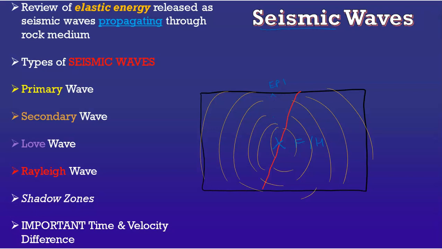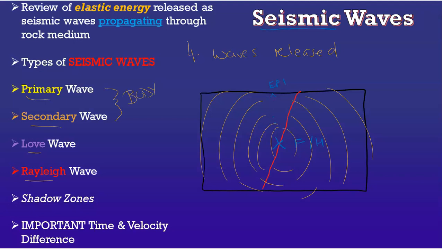Now, when every earthquake happens, big earthquake or small earthquake, you get 4 waves released every time. And the 4 waves are right here. You've got primary, secondary, Love, and Rayleigh. We separate these 4 waves into 2 distinct categories. The primary and the secondary are called body waves. Why do we call them that? They go through the body, or the interior, of the earth.